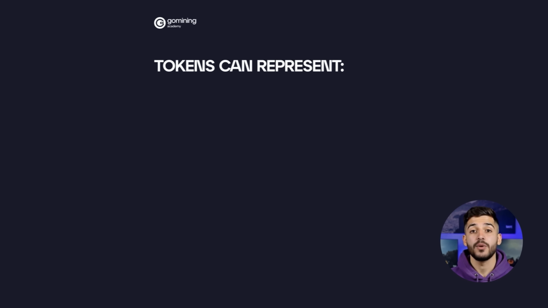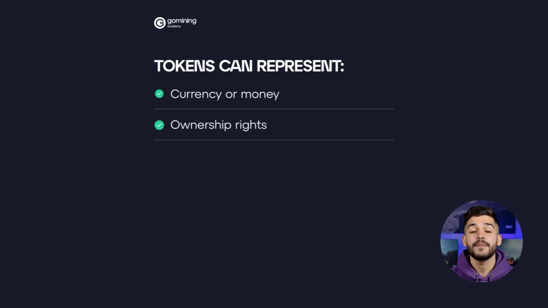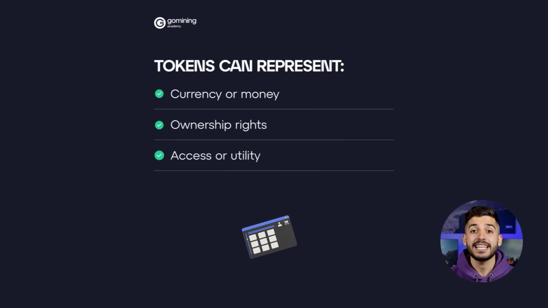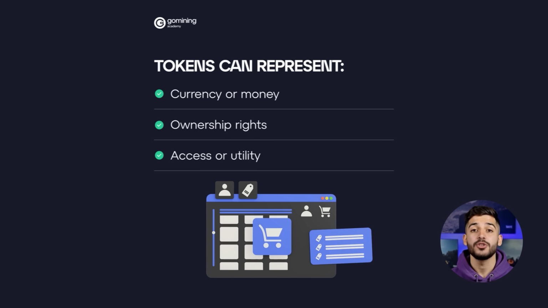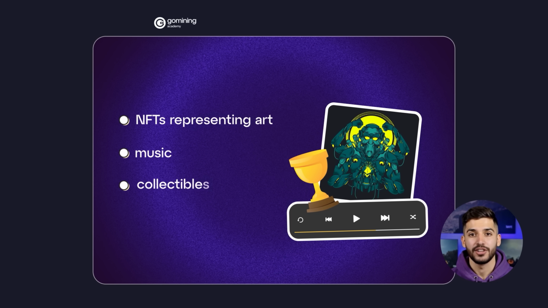Tokens can represent almost anything, such as currency or money, for example, USDT or USDC. Ownership rights, like shares in a company or property titles. Access or utility, for example, using a service or voting in governance. Unique items, like NFTs representing art, music, or collectibles.